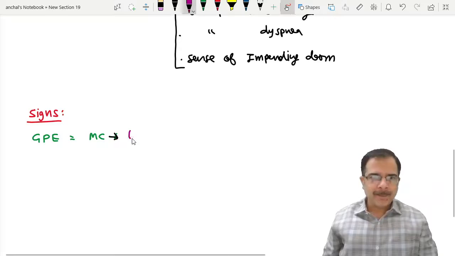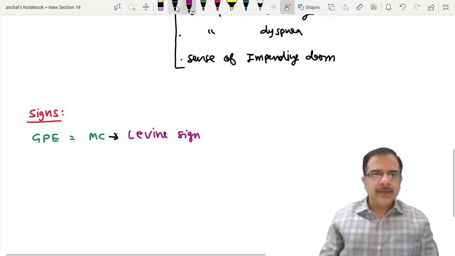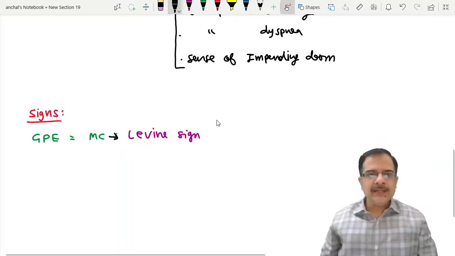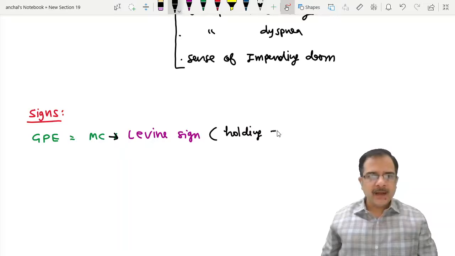Levine sign. Levine sign is holding the fist against the retrosternum.